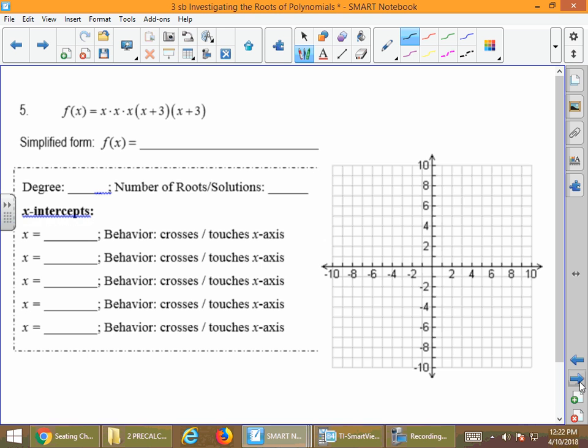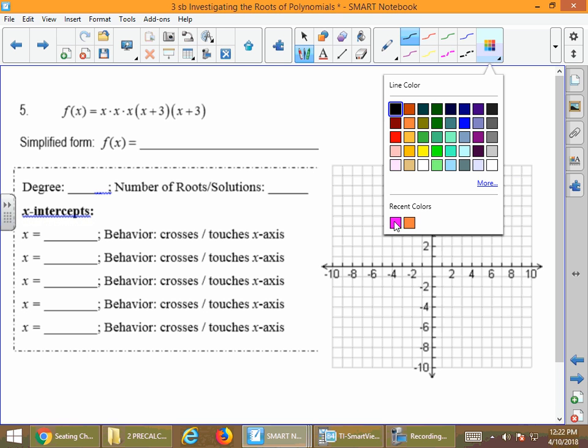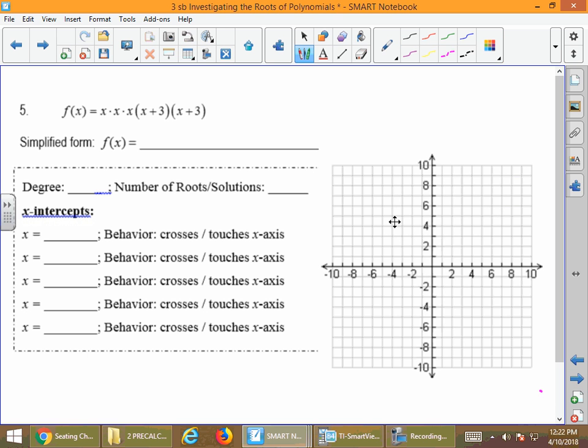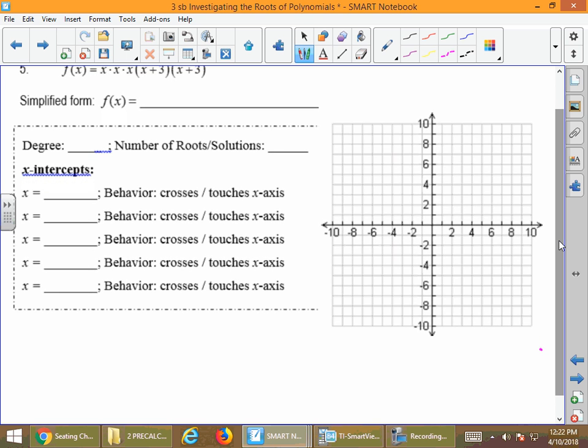As we move here into the fifth example, we've got x times x times x times the quantity of x plus 3 times the quantity of x plus 3. If we want to identify the roots, even before we deal with anything else, it's x equals 0, and x equals 0, and x equals 0. And then we have the x plus 3 equals 0, and the x plus 3 equals 0.